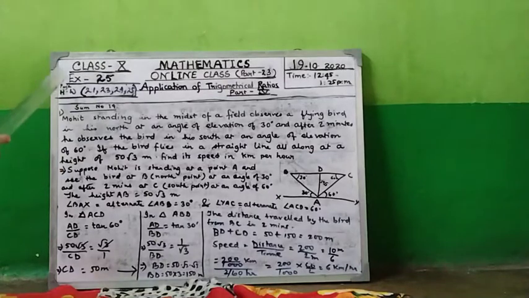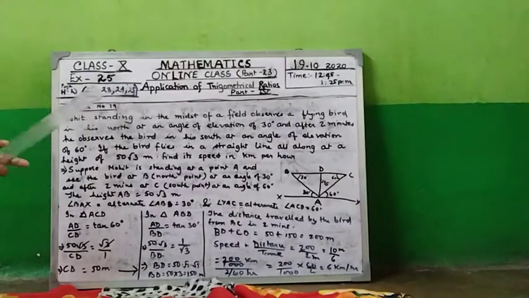Now at first I'll tell you what is the Puja holiday homework. Your Puja holiday homework is exercise 25, sum number 21, 23, 24, 25. Finished. And we have completed our trigonometrical chapter. Now I am doing sum number 19 with you as my first sum.